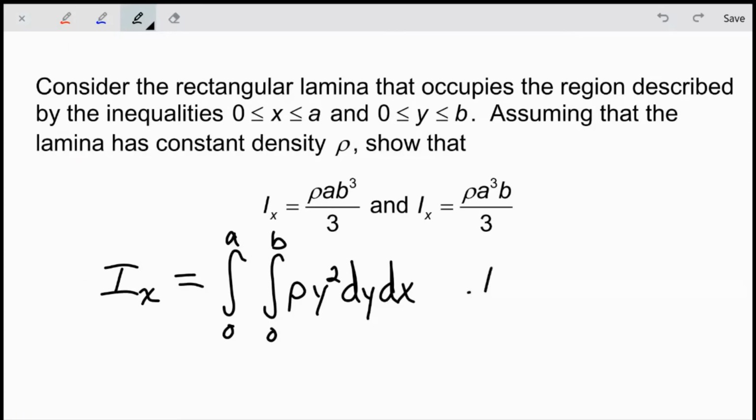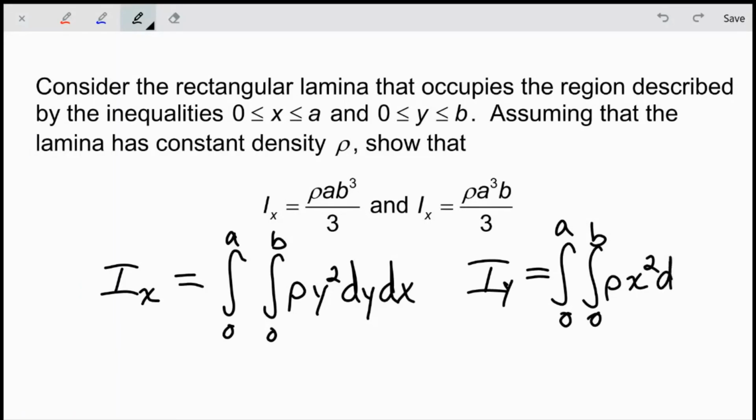Then we can do the same thing for the moment of inertia about the y-axis. Same limits of integration, 0 to a, 0 to b. This time I'm going to have rho x squared dy dx.